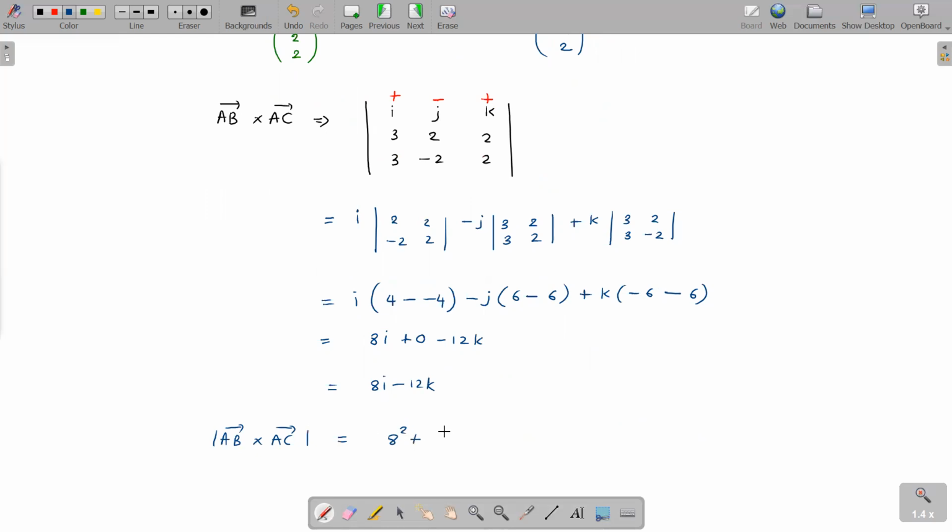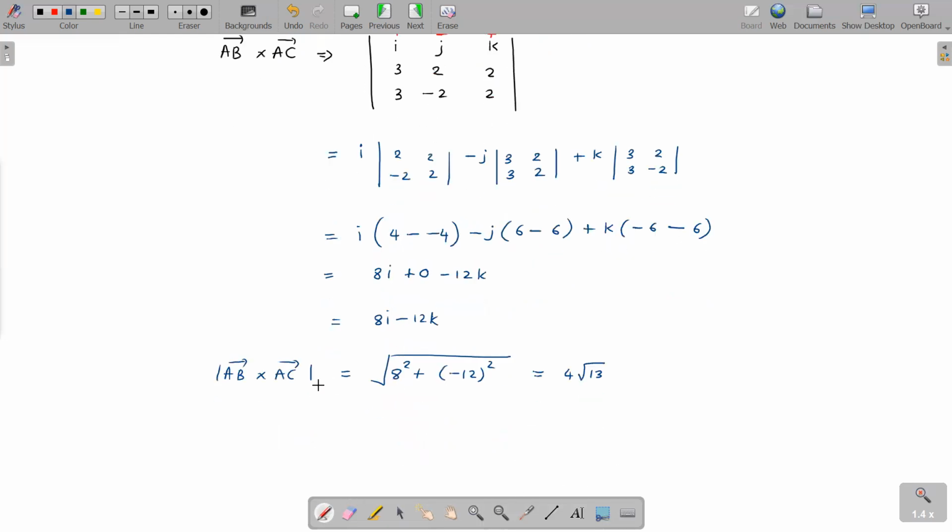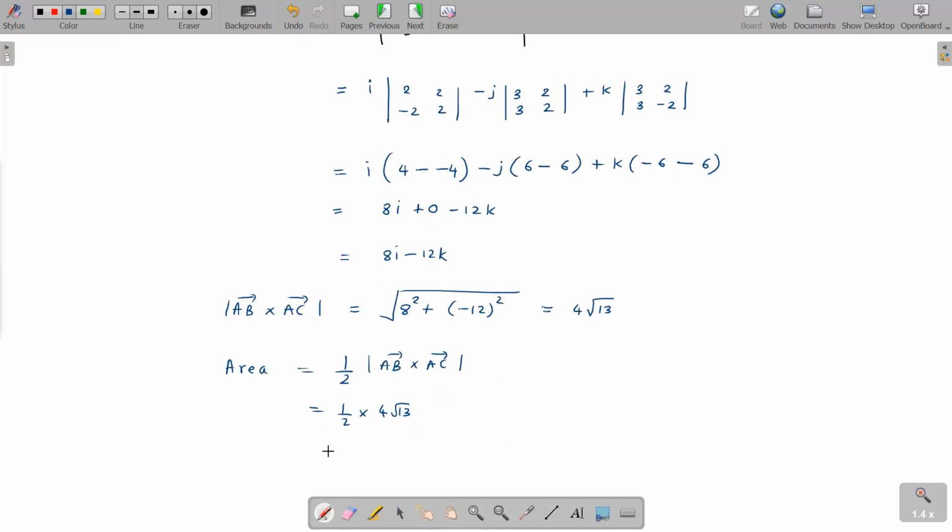8 squared plus minus 12 squared, square root. How much is it? 4 root 13, the simplified answer. And then we get the area. Area equals half modulus AB cross AC. So half modulus AB cross AC is 4 root 13 over 2, which gives me 2 root 13. Is this clear?